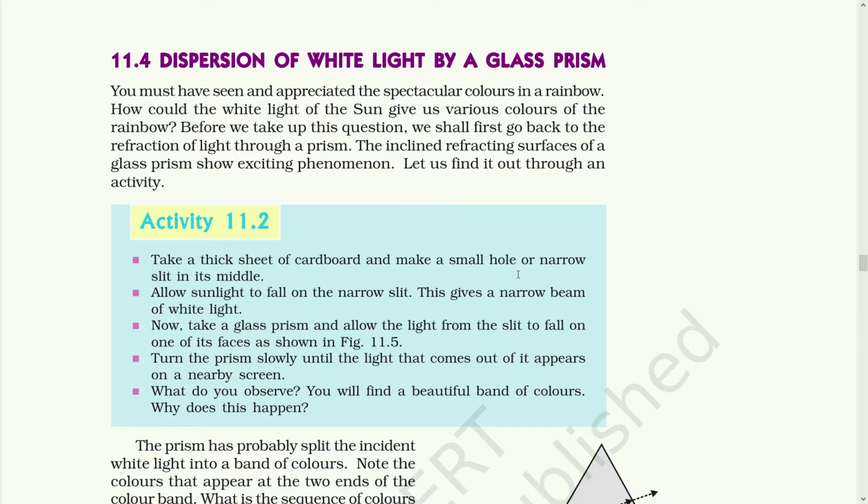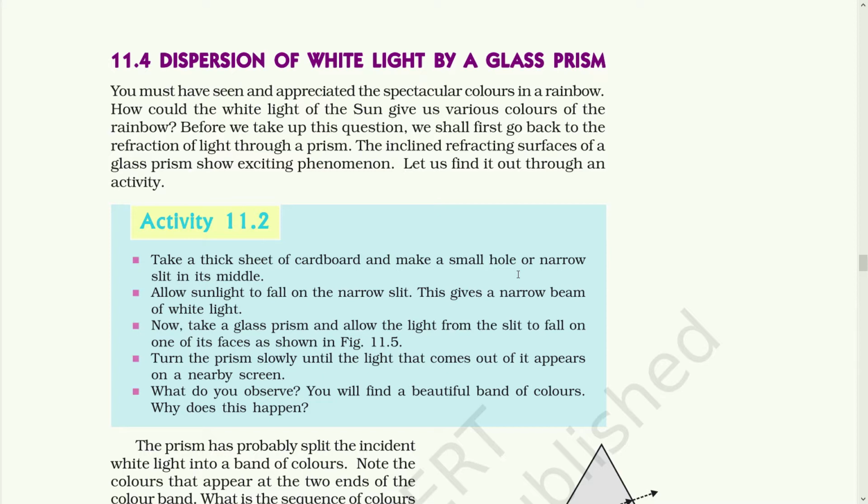But that light is made up of 7 different bands of colors. When these 7 different bands of colors combine together, they form white light. In this section, we are going to study about that only. Let's read the part and understand it properly.